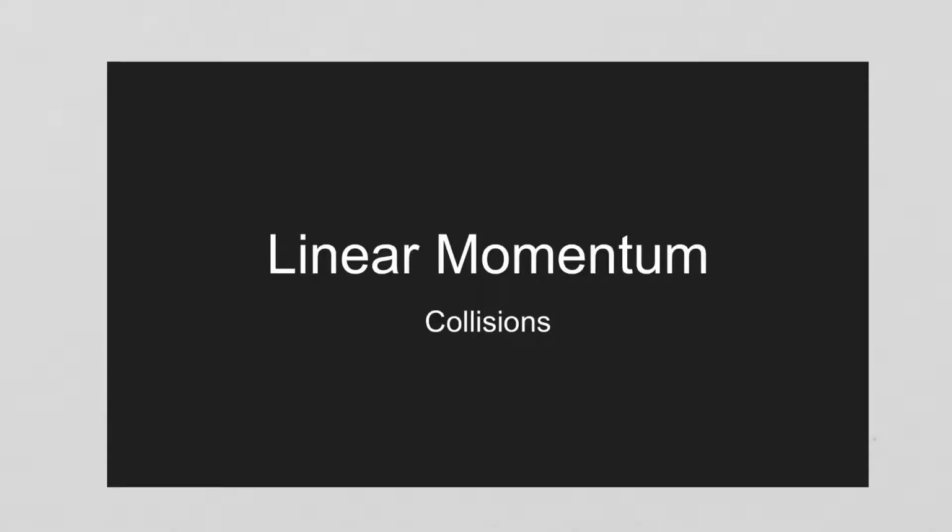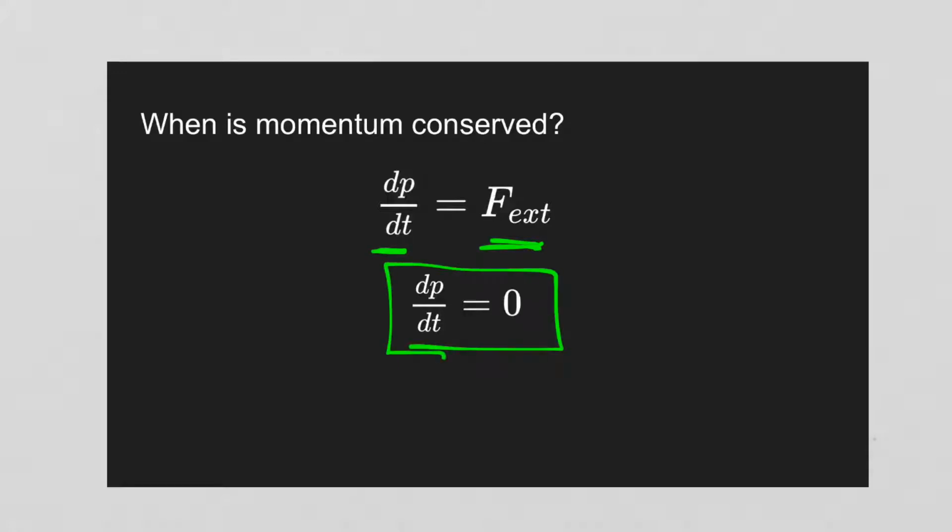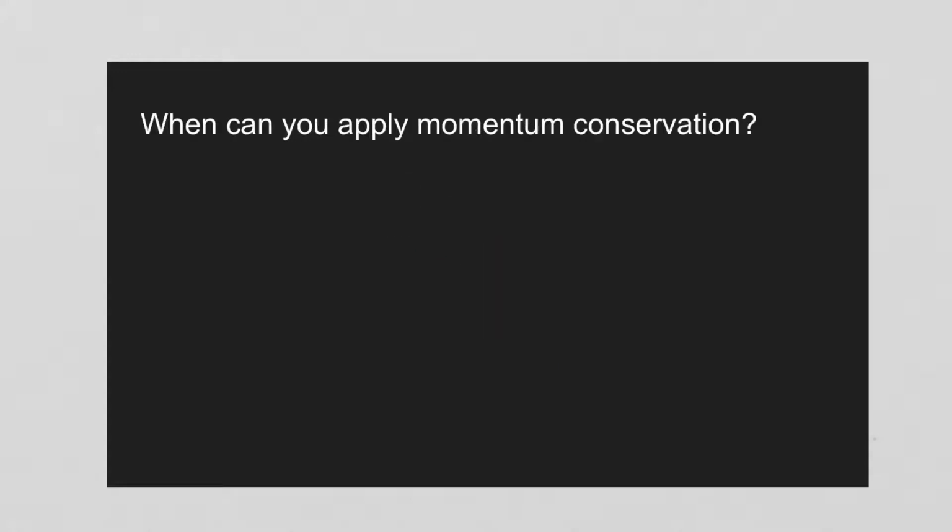Let's talk about linear momentum again. We talked about it last video, we introduced the concepts, but now we're going to talk about collisions. So when is momentum conserved? If we know that external forces cause a change in momentum, then when those external forces are zero, our change in momentum will be zero.